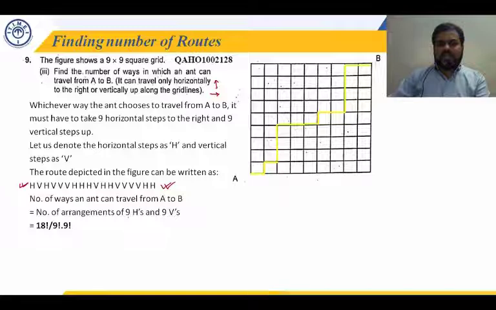So total 18 things are there, 9 plus 9. So 18 factorial divided by 9 factorial, since the 9H are identical. These 9Vs are also identical, so divide by 9 factorial also. Once again, this is 18 factorial by 9 factorial into 9 factorial. Fine. So I hope this is clear. This is somewhat similar to the previous example. Or you can also write this as 18C9. I hope it is clear.